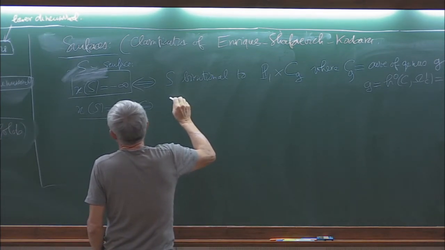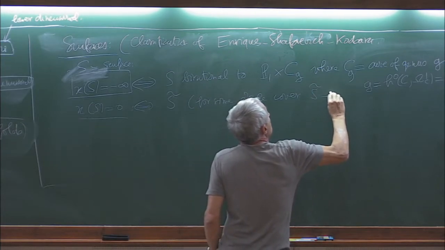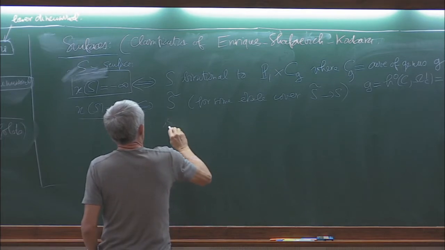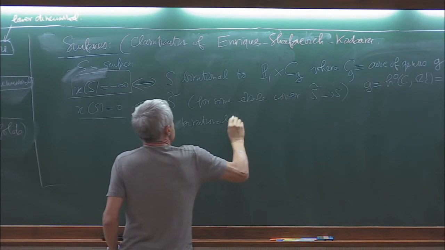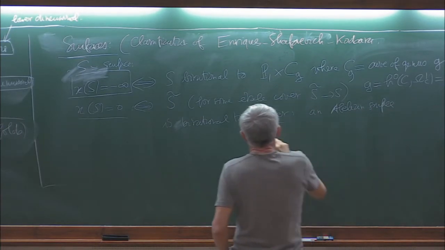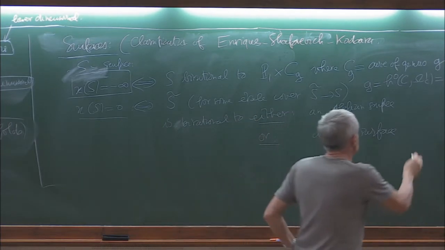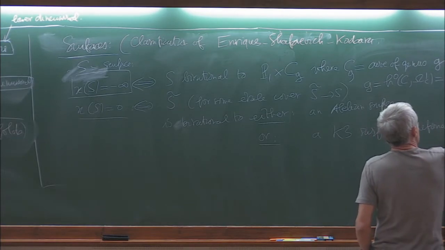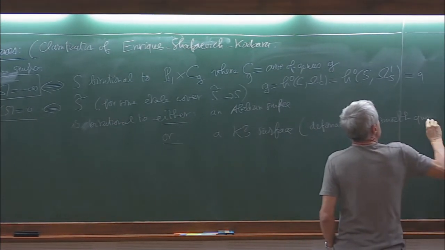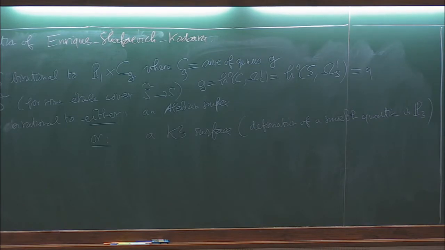So we understand very well the structure. Kappa of S is zero. This is equivalent to saying that for some étale cover S tilde of S, we have that S tilde is birational either to an abelian surface or to a K3 surface. A K3 surface means a deformation of a smooth quartic in P3. The K3 surfaces are just the deformations of a smooth quartic, a smooth hypersurface of degree 4 inside of P3. You have only a single deformation class.